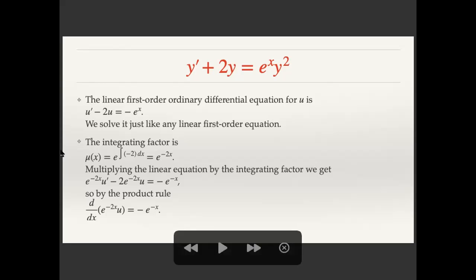So we multiply the whole equation by the integrating factor, e to the minus 2x. And we get e to the minus 2x times u prime minus 2 e to the minus 2x times u is equal to minus e to the minus 2x.